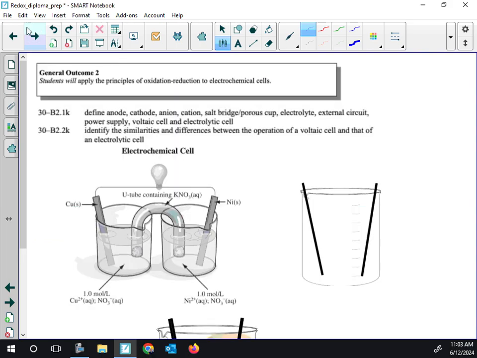So general outcome 2, we'll start with defining the anode, cathode. We'll talk about ion movement more in the next slide. In this slide we'll really get into the salt bridge, the porous cup, and the need for electrolytes both in the salt bridge and in our beakers. Internal and external cell: power and power supply are 2 types of circuits. We'll focus more on the similarities and differences in a future slide, but they're definitely going to come up here.